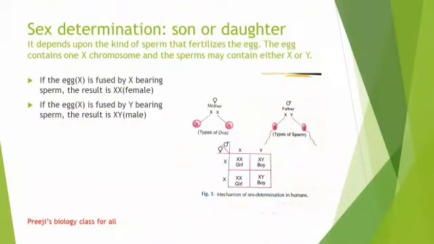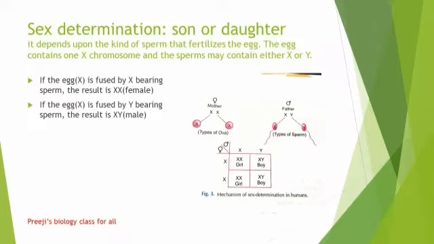Here we are dealing with sex determination. How we can determine the sex, either the son or the daughter. As you know, it depends upon the kind of sperm that fertilizes the egg. The egg contains one X chromosome and the sperm may contain either an X or a Y chromosome.